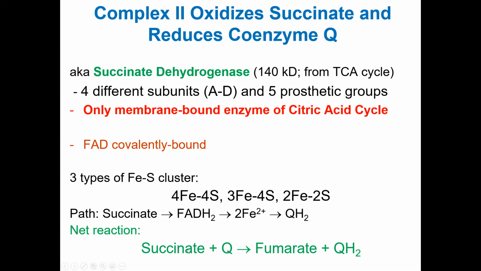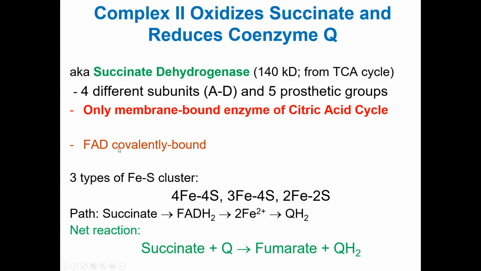So FAD is the prosthetic group that is found covalently bound in succinate dehydrogenase, right? And it has 4 different subunits, A, B, C, and D, and 5 different types of prosthetic groups. Okay, so you have 3 different types of iron sulfur clusters: you have 4 iron 4 sulfur centers, you have 3 iron 4 sulfur centers, you have 2 iron 2 sulfur centers, right? So that's 3 types of iron sulfur clusters.